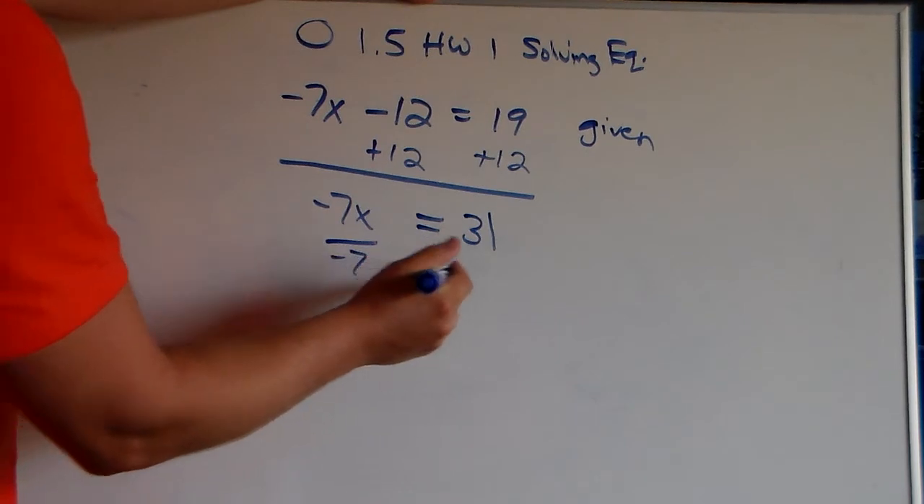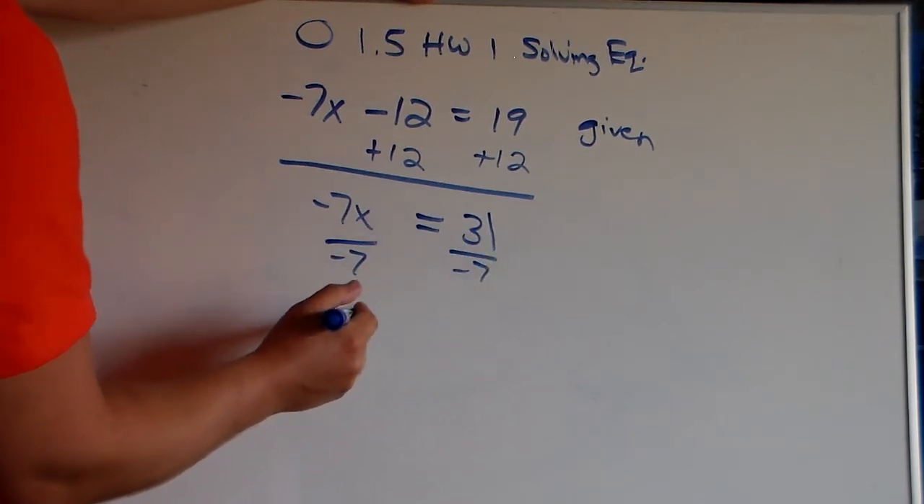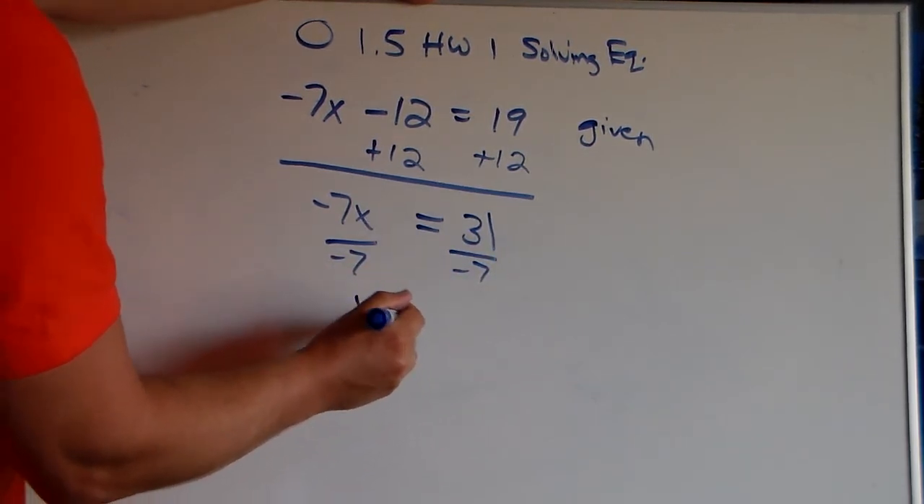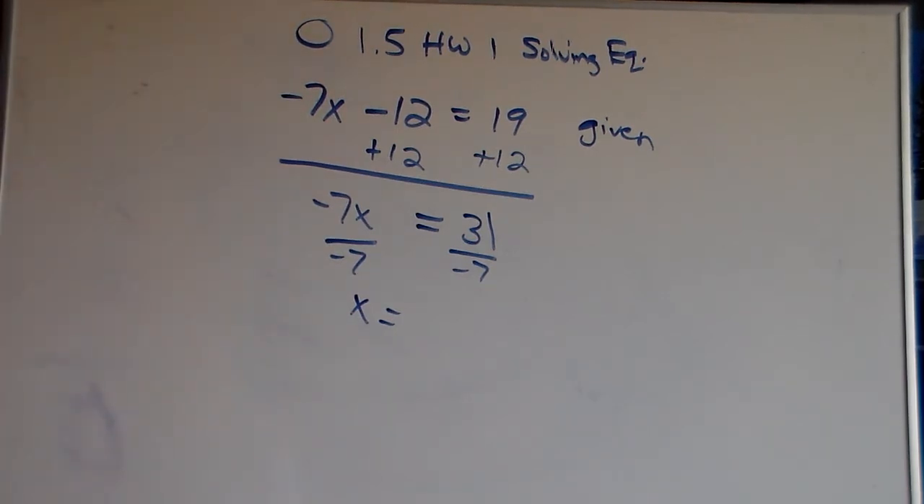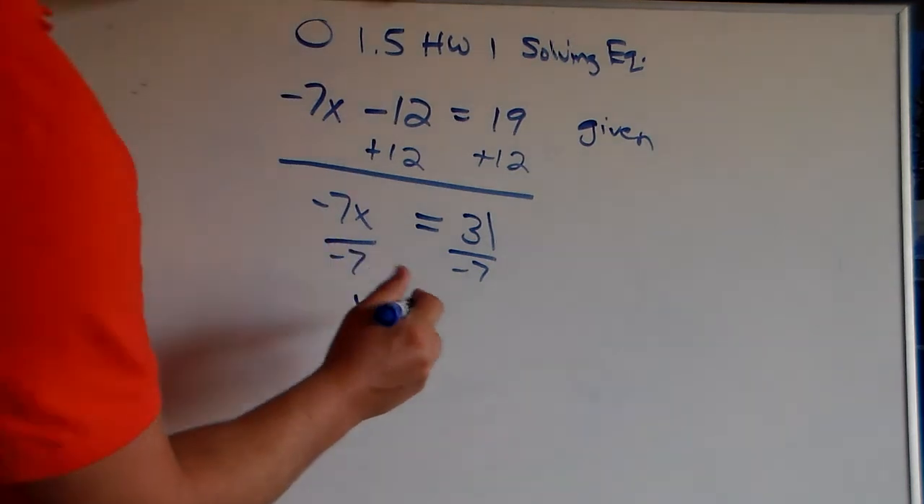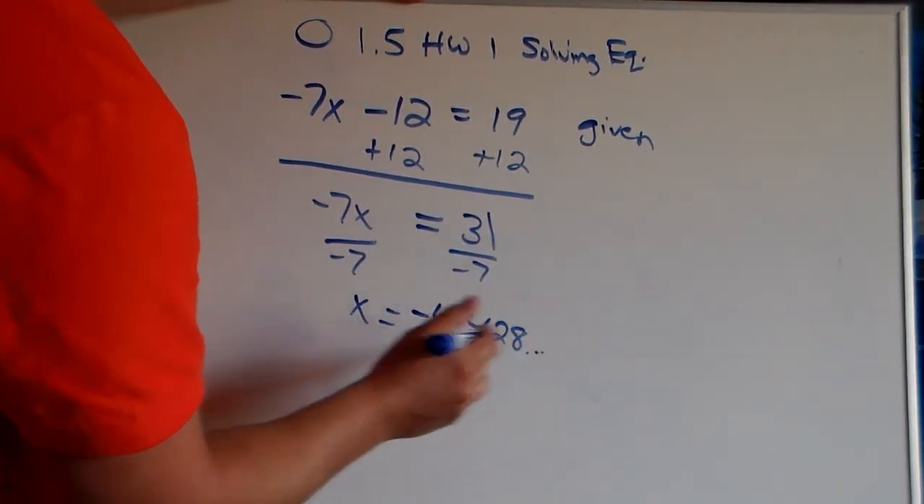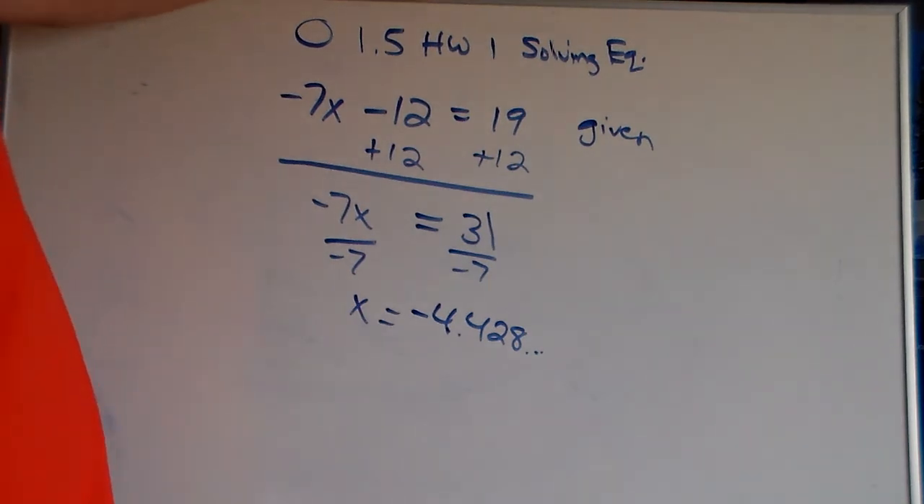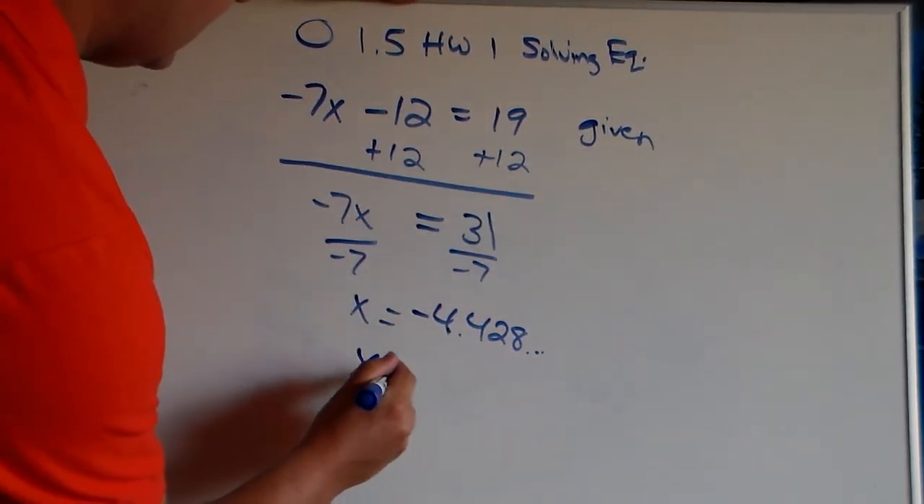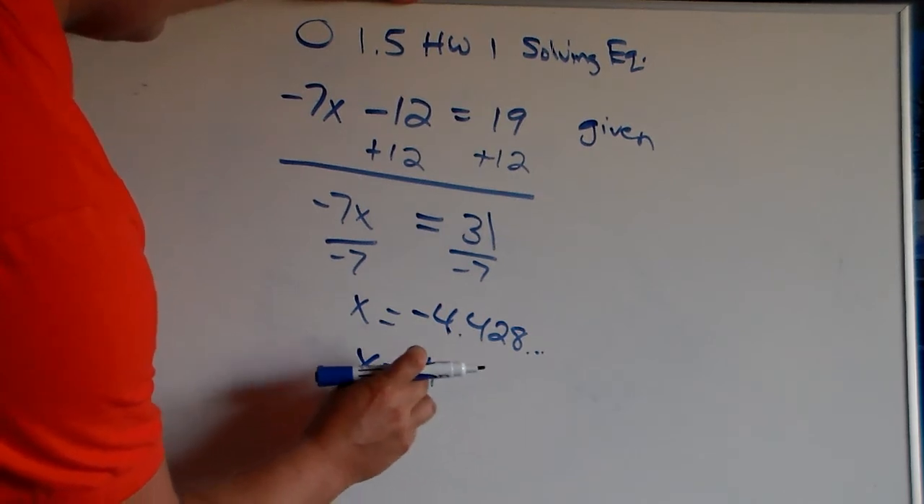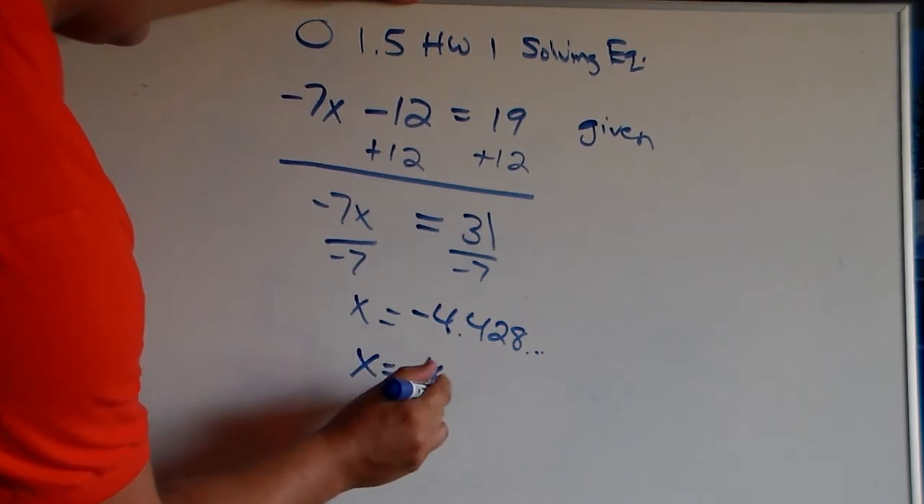We then divide by negative 7 to both sides. And we're going to get x equals. Well, we type that into our calculator. And we're going to get x equals negative 4.428 dot, dot, dot. Now, in the directions they say round to the nearest tenth. So it's going to be x equals negative 4.4.